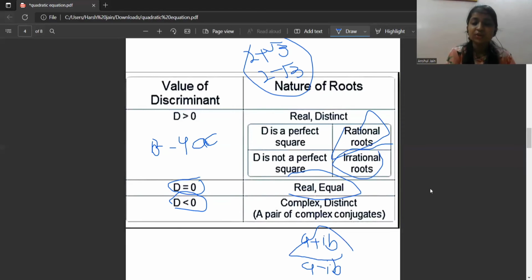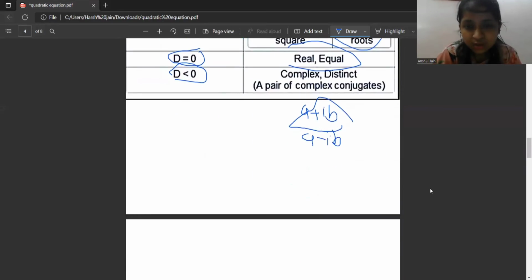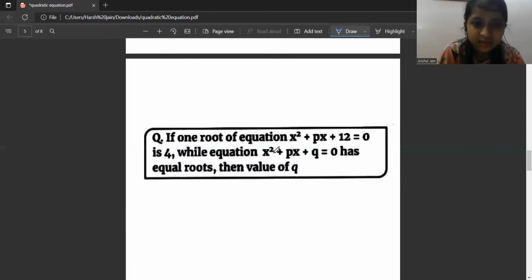So moving to the question related to these concepts. Here it is given: if one root of the equation x square plus px plus 12 is equal to 0 is 4, while the equation x square plus px plus q has equal roots, then your mind directly goes to the second case, that is, discriminant is 0. Then we have to find the value of q, right? So what we do, it is given that 4 is a root of this equation. So we simply put the value 4 square plus p.